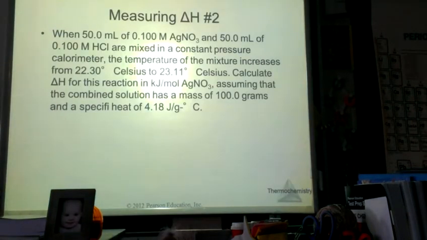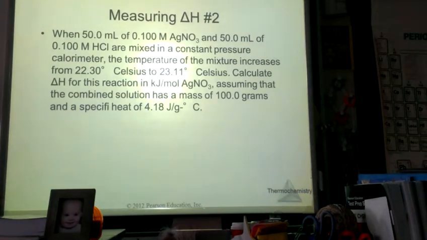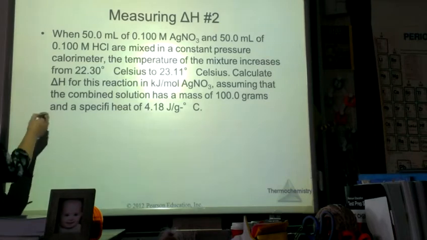This says when 50 mLs of 0.1 molar silver nitrate and 50 mLs of 1 molar HCl, hydrochloric acid, are mixed in a constant pressure calorimeter, the temperature of the mixture increases from 22.3 to 23.11. We want to calculate delta H for this reaction in kilojoules per mole of silver nitrate. We're assuming that the combined mass is 100 grams, and the specific heat is 4.18 joules per gram degrees Celsius.